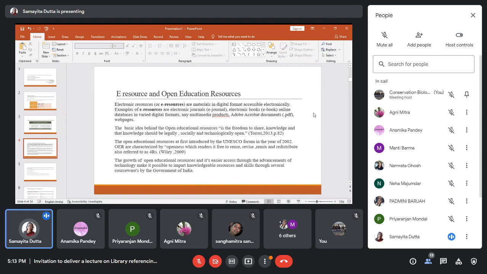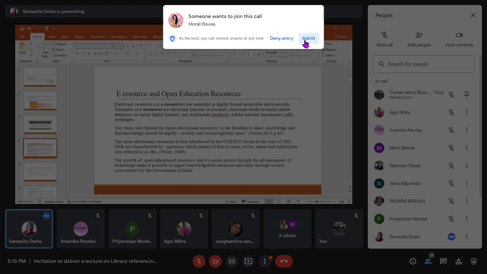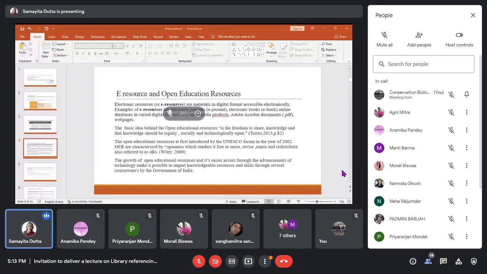That is SWAYAM Prabha, National Digital Library, EPG Pathshala, and many more that you can see in the list. These are several sources of open access resources, and they are very important and may be very helpful in your academic activity. E-books, e-journals, open access journals, DOAJ, Directory of Open Access Journals, and DOAB, Directory of Open Access Books. These are several lists you can consult.